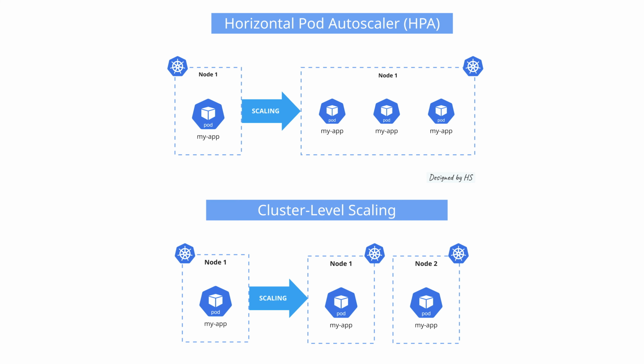Second one is the cluster level autoscaling. If there aren't enough nodes to fit those pods, the cluster autoscaler automatically adds new virtual machines to the pool. When demand drops, it scales them down again. So it is elastic by design. It grows and shrinks as we need it.